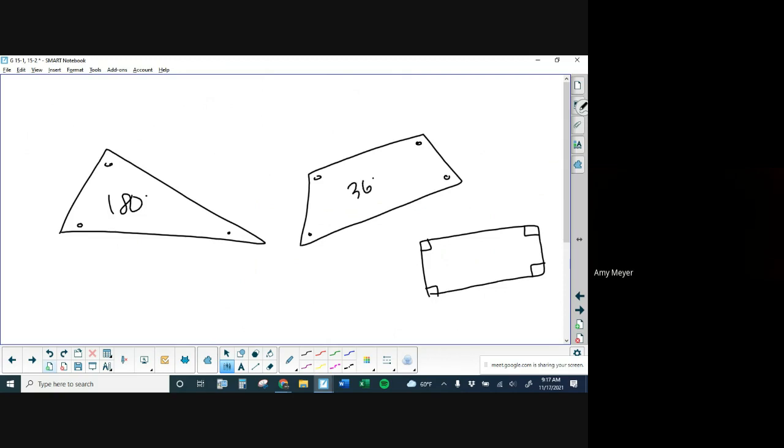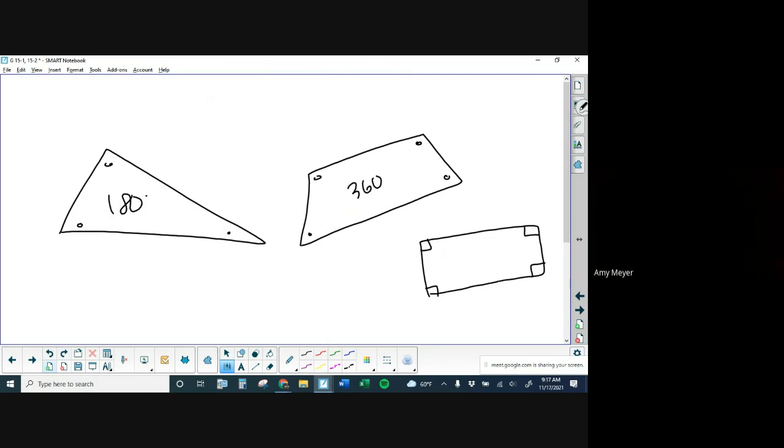Every quadrilateral, quad 4, every 4-sided figure, all of these in this tree diagram are 4-sided figures. All of them are quadrilaterals. And all 4 angles will add to 360. They're not all going to be 90 every time, but they will always add to 360.